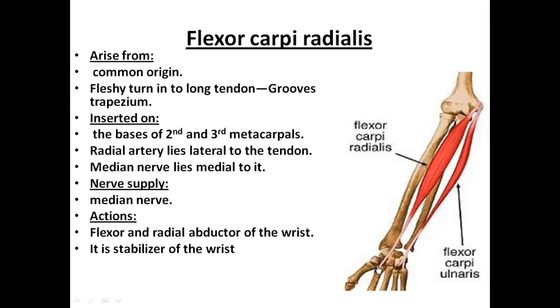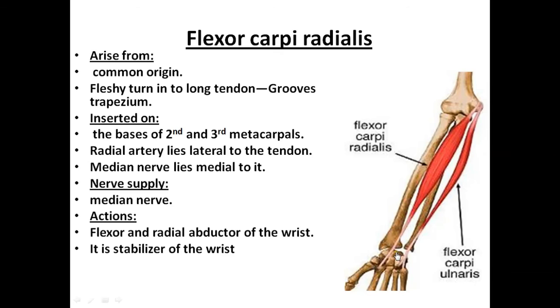The radial artery lies lateral to the tendon and the median nerve lies medial to the tendon. So the tendon is a landmark demarcation between the radial artery on the lateral side and the median nerve on the medial aspect. It is supplied again by the median nerve. All the muscles of the anterior compartment of the forearm are supplied by the median nerve except part of the Flexor digitorum profundus and the Flexor Carpi ulnaris.